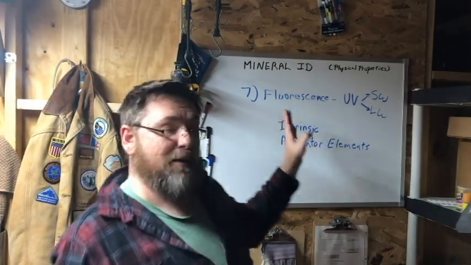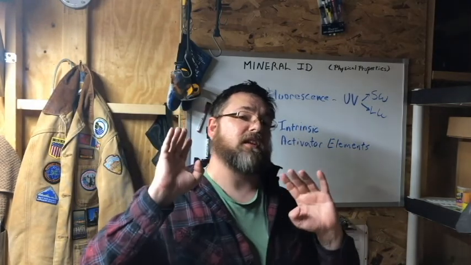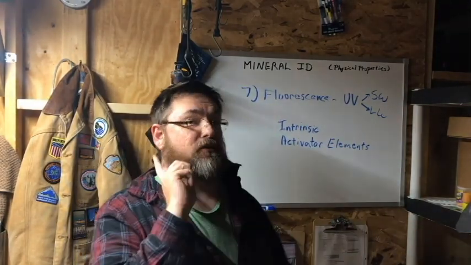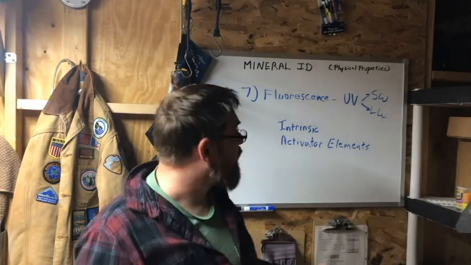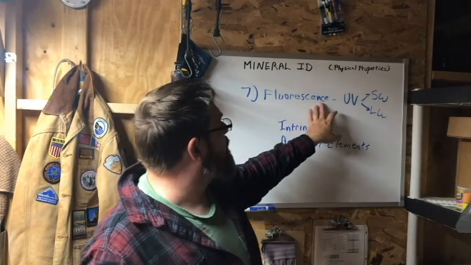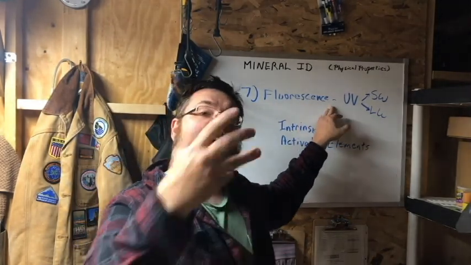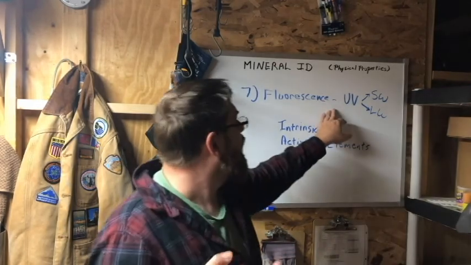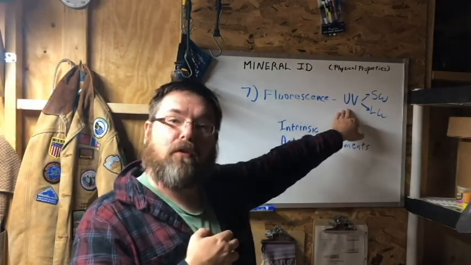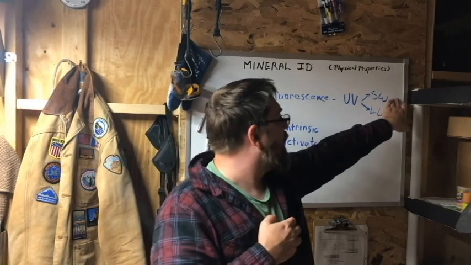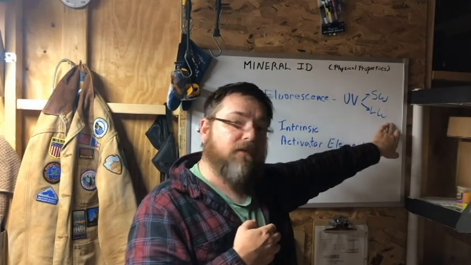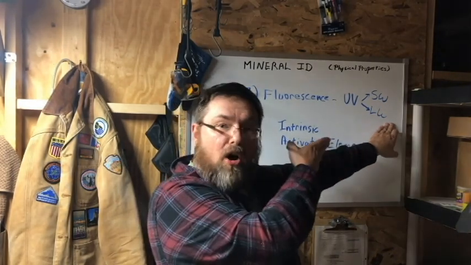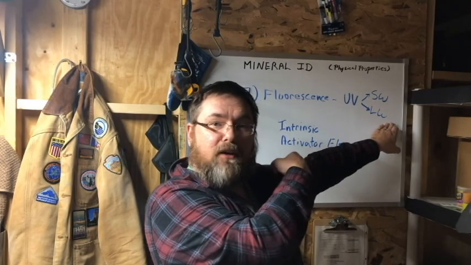Number 7, and one of my favorites, is fluorescence. I'm just going to touch on this on the board here with you because I want to show you what it actually looks like. Fluorescence is a mineral's ability to change color brightly when hit, usually with ultraviolet light, either short wave or long wave. I am going to show you a long wave example that's supposed to be an LW.